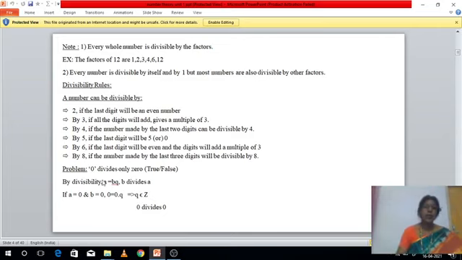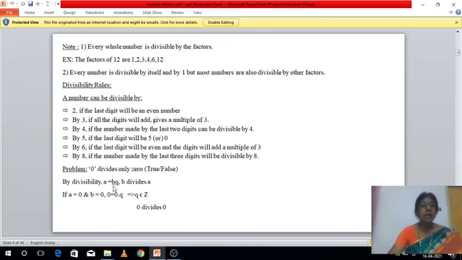Now we see a problem. 0 divides only 0. Is it true or false? For this, first we observe the divisibility rule. By divisibility, if A is equal to B into some value Q, then B divides A. Here, in place of A, you put 0.